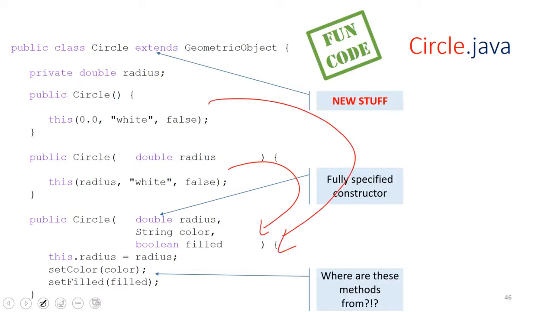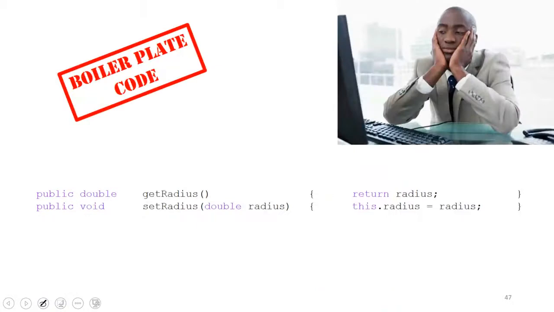So most of the job of initializing all of those fields is delegated. The new stuff in this slide is only this extend keyword, and then some boilerplate code. How do I write a getRadius? You return the radius. How do I write a setRadius? You just assign the radius parameter to the radius attribute.